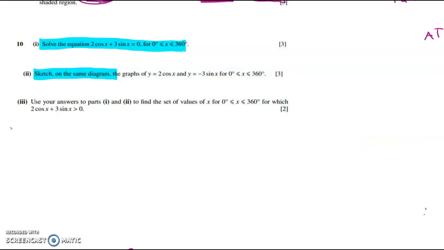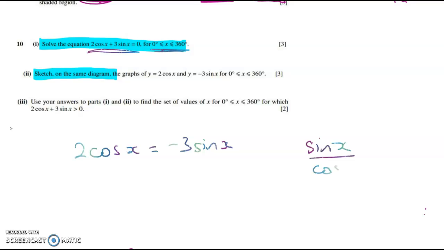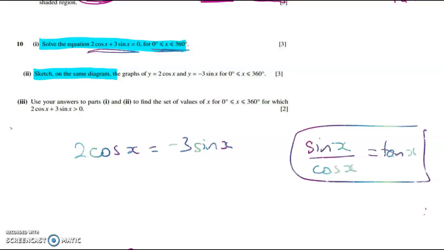We have to solve the equation 2 cos x plus 3 sine x is equal to 0, and it's for specific values. So 2 cos x equals negative 3 sine x. I'm looking at that and straight away I'm thinking there's no Pythagoras formula in here, which is one of the trig things we do in AS, but there is the other one, which is that sine x over cos x is equal to tan x. So always be on the lookout for places that you can use that.